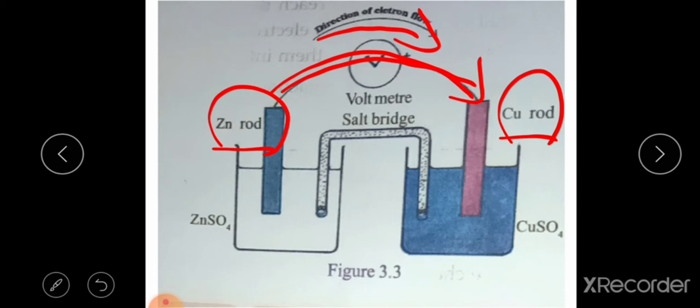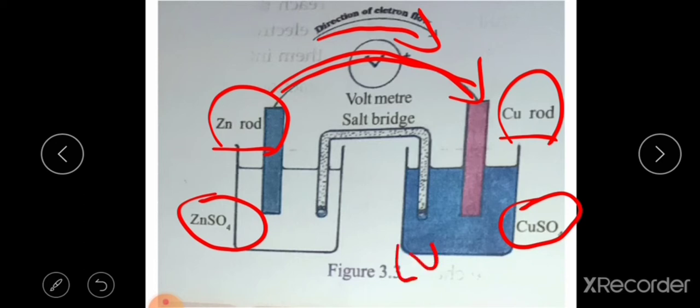Here we can see two solutions, zinc sulfate and copper sulfate solution. The zinc sulfate solution contains zinc ion and sulfate ion. The copper sulfate solution contains copper ion and sulfate ion. How to represent the copper ion? Yes, Cu2+. This Cu2+ ion is very close to the copper rod.